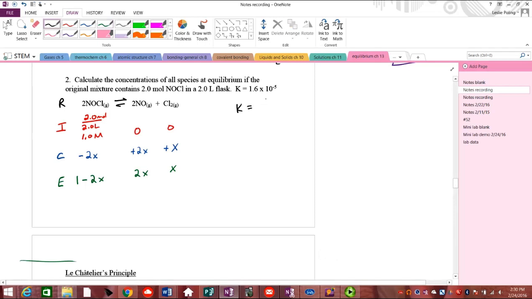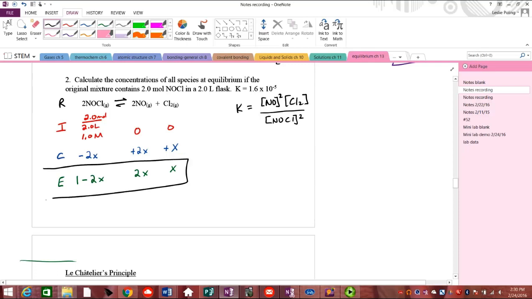Our expression for K is NO squared Cl2 over NaCl, and that one is squared. Now, these are the things we want to find. So we were given K, 1.6 times 10 to the minus 5. NO is 2x, and that is squared. Cl is x. On the bottom, we have 1 minus 2x, and that is also squared. Okay, so at this point, that looks like some tough math that I really don't want to be doing.